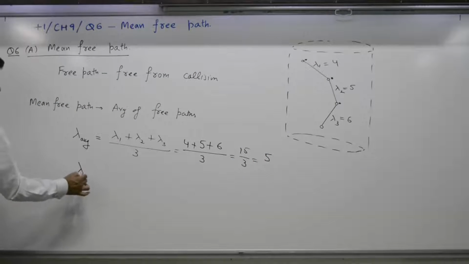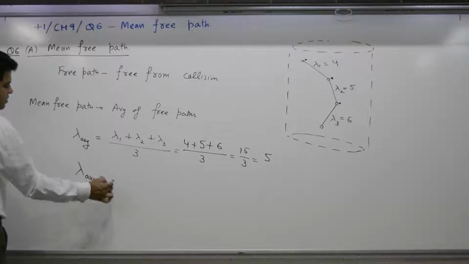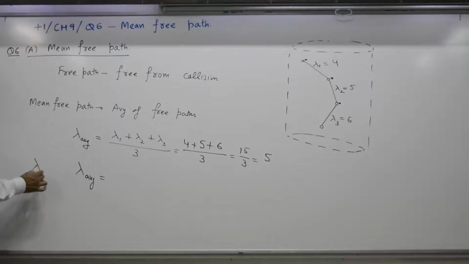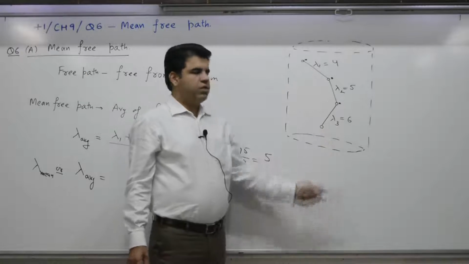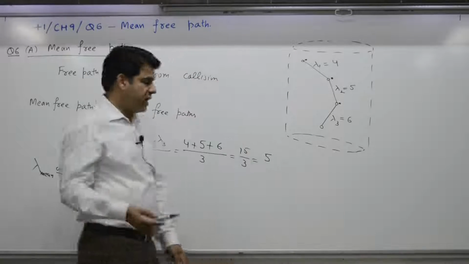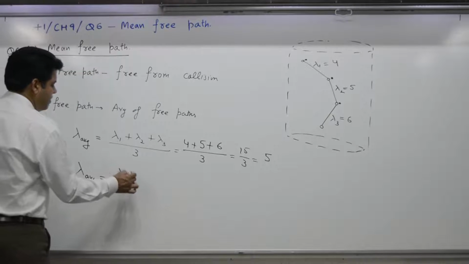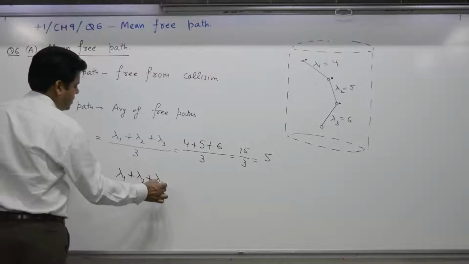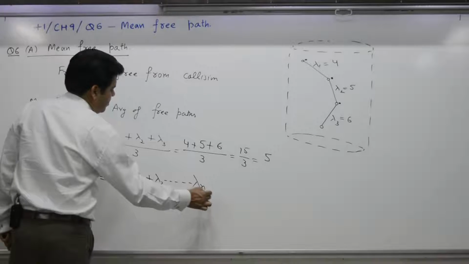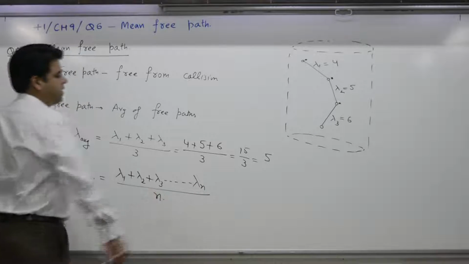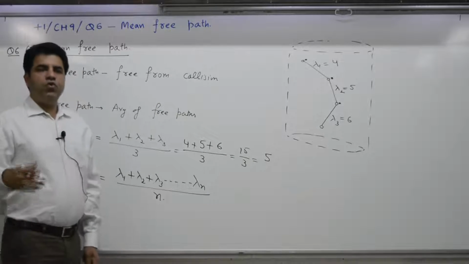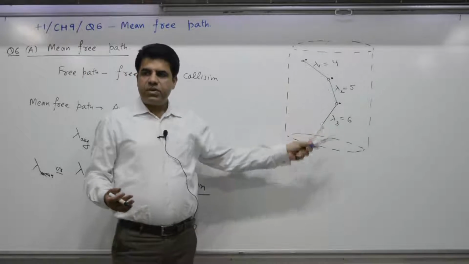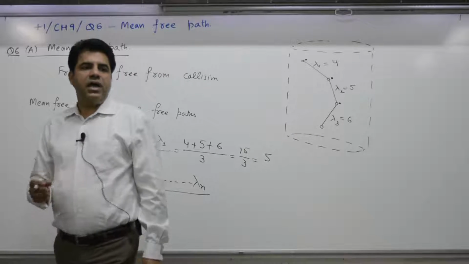Formula: lambda mean or average, the mean free path or average free path. We have taken into account 3 free paths, lambda 1, lambda 2, lambda 3. But in case you have more collisions, then lambda 1 plus lambda 2 plus lambda 3 up to lambda n, divided by n. In this particular example n is equal to 3, but you can have 4 free paths, 5 free paths, 6 free paths or n free paths.